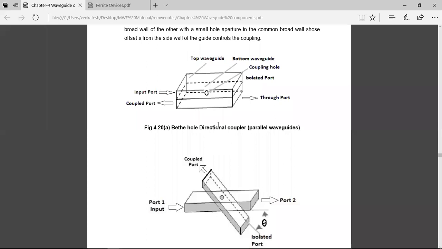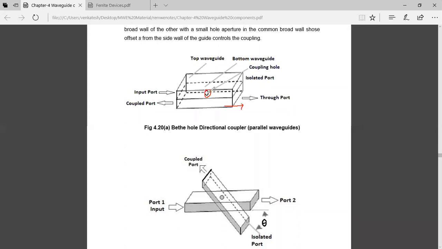Both the diagrams are related to the Bethe hole directional coupler, where you can see a single hole at the center. These are two rectangular waveguides, one supported on the other, and the hole is what connects the two. The top rectangular waveguide can be considered the auxiliary or secondary waveguide, and the bottom one the primary waveguide.